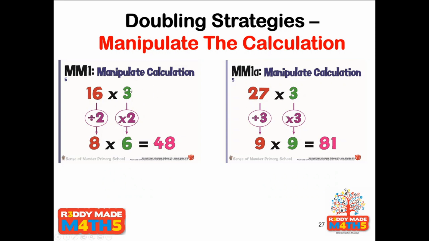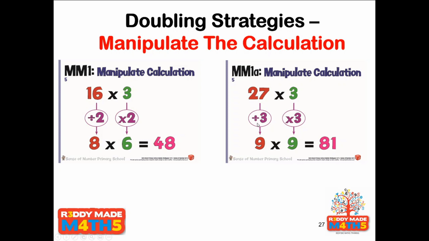16 times 3, as we saw, halve one number, double the other number, we end up with 8 multiplied by 6. 8 times 6 is 48. But actually, in a similar way to multiplying something by 10 and dividing something by 10, or multiplying something by 2 and dividing something by 2, you can do anything with multiplication as long as you do the opposite to both of the numbers.